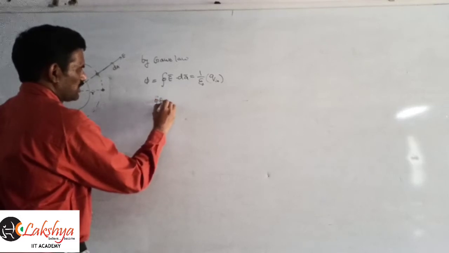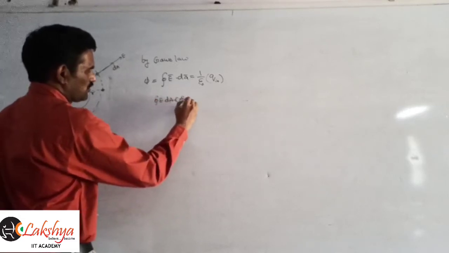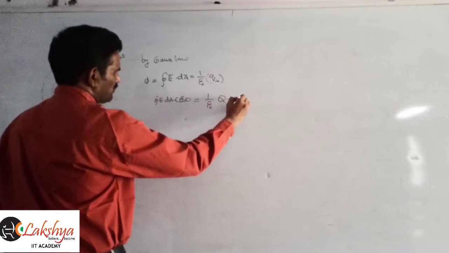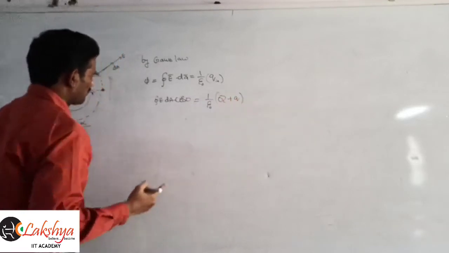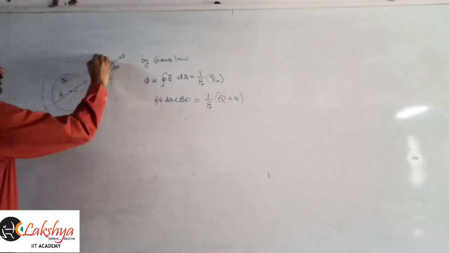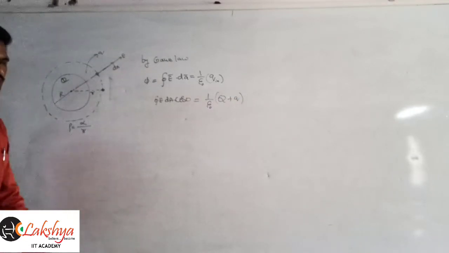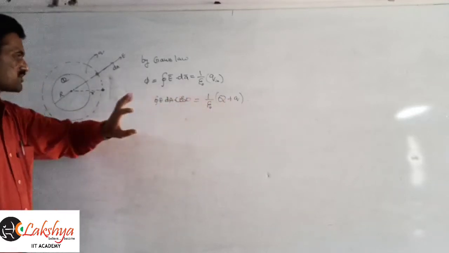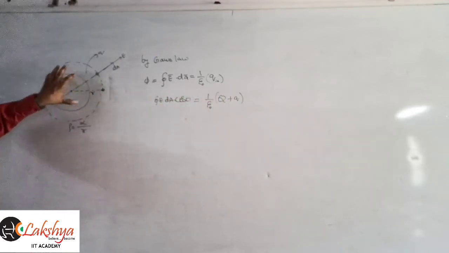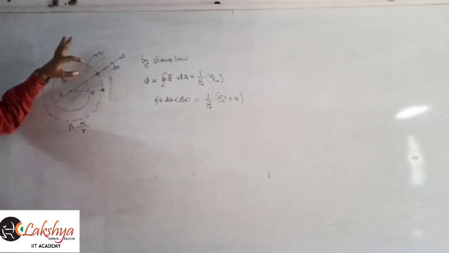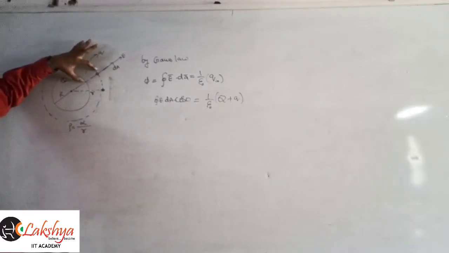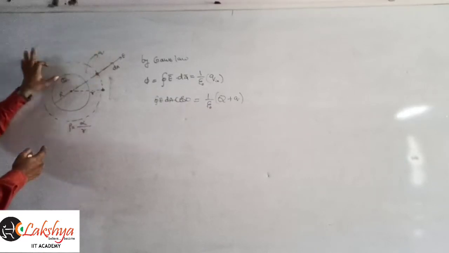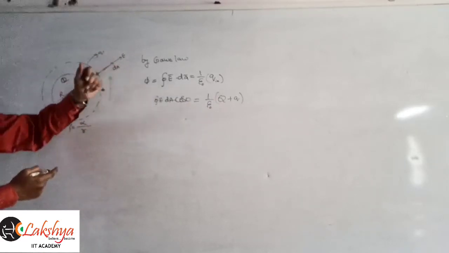So E into dA into cos 0 is equal to 1 by epsilon r times Q plus some Q dash, or small q, where small q is the charge present in this region, right? Now the charge present within this Gaussian surface is two parts. Let Q be the charge present in this ball, and small q is the charge contained in the surrounding medium, that means from capital R to small r. In this region, some small q is there, that is what we are assuming here.